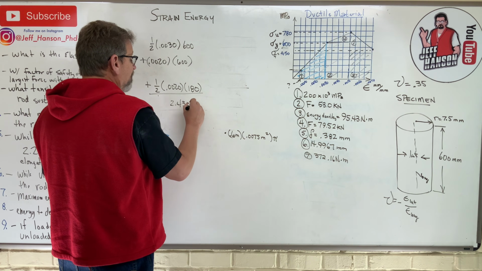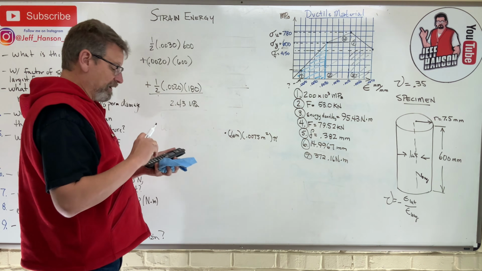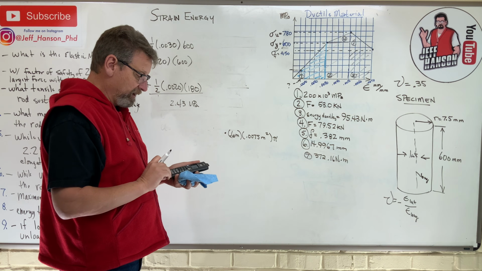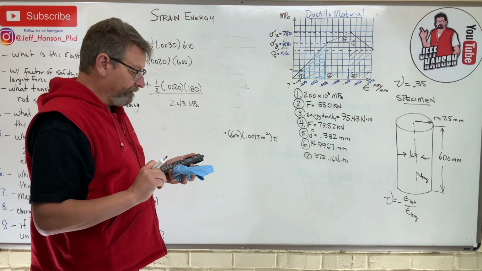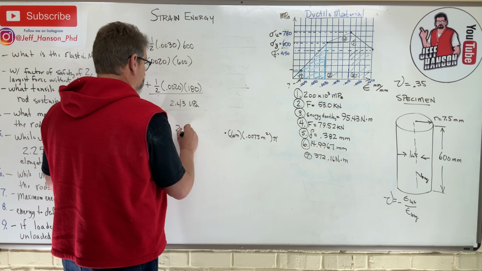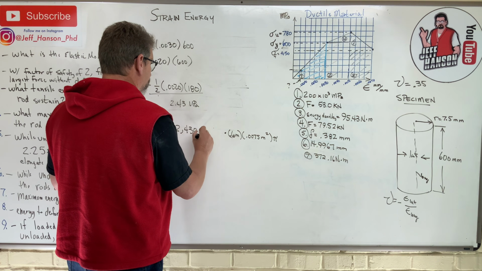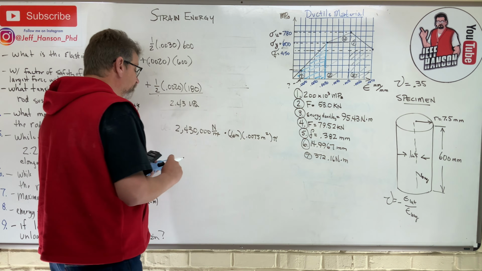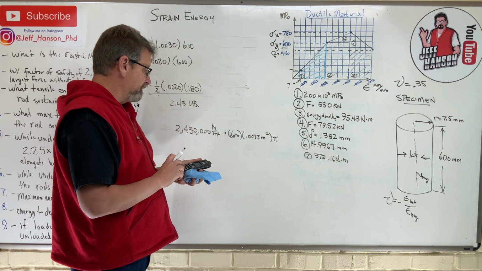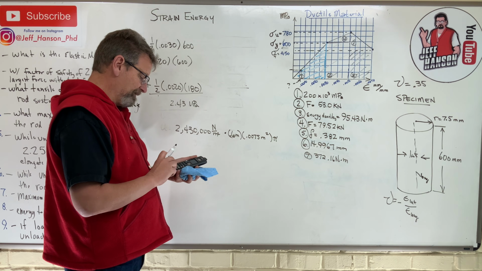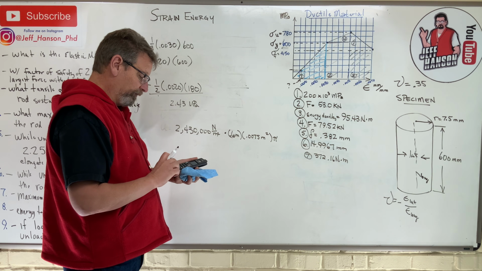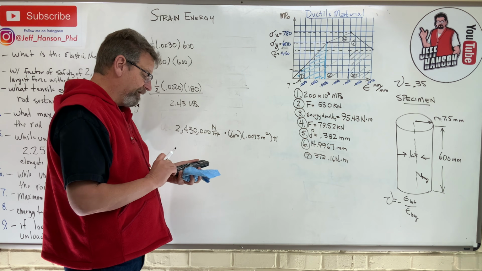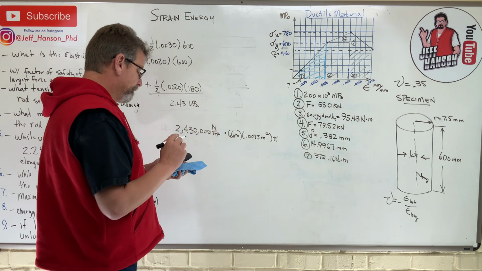2.43 megapascals times 1,000 squared equals 2.43 million, 2,430,000 newtons over meter squared. Same volume, right? So times 0.6 times pi equals times 0.0075 squared equals 257.65.